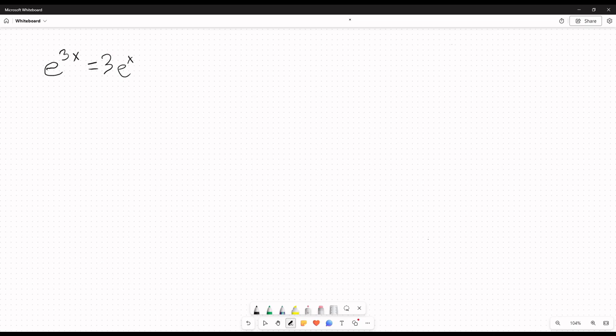In this video, we're going to solve a simple exponential equation, which will allow us to play with some key properties of exponential functions. So we have here e to the 3x equals 3e to the x. And we're going to follow some basic guidelines that are good for solving any kind of function.